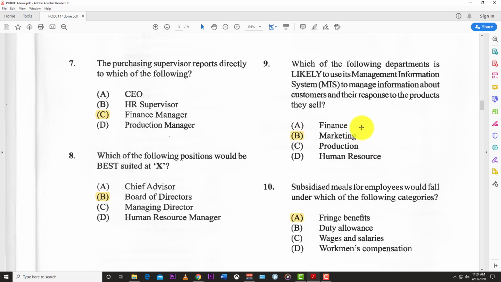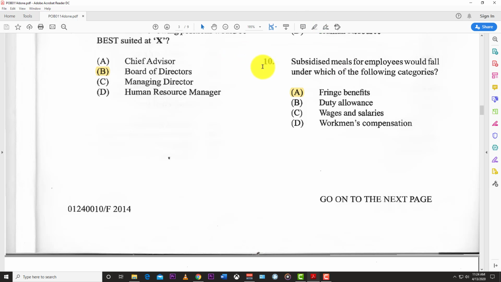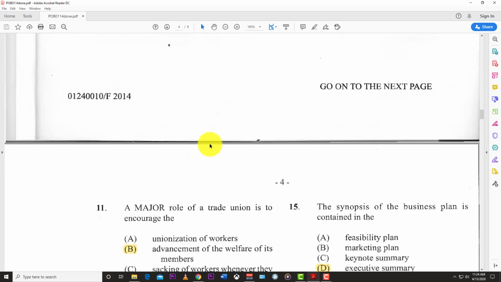They're going to keep information about customers so they can maybe scale whatever items to specific customers, things like that. Number 10, subsidized meals for employees would fall under which of the following categories? And of course the answer here is A, fringe benefits. Those are the extra benefits you get from a company.